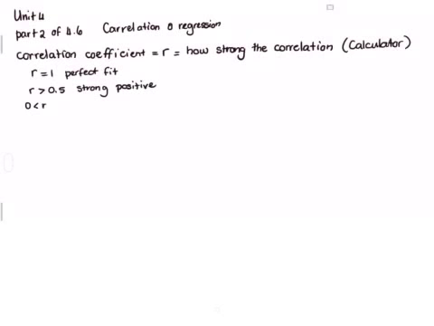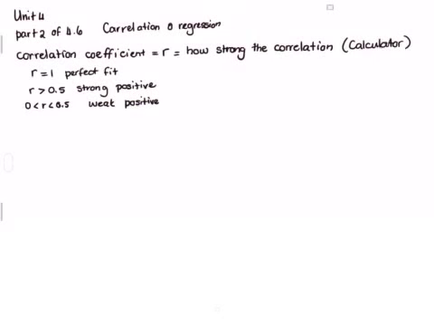If your R is between 0 and 0.5, you would just say weak positive. So they lie a bit more widely spread. Maybe they don't really give you enough info, or you can't really make such strong predictions from them.